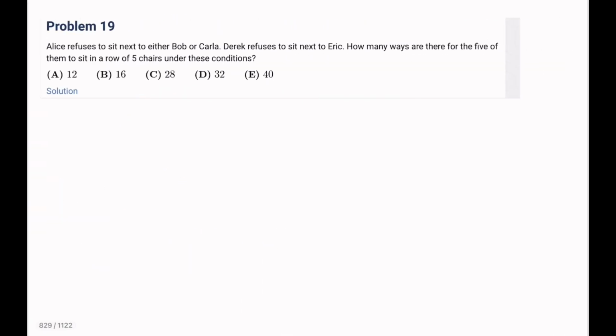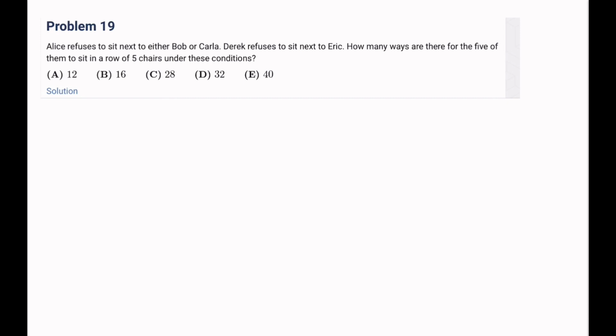Number 19. Alice refuses to sit next to either Bob or Carla. Derek refuses to sit next to Eric. How many ways are there for the 5 of them to sit in a row of 5 chairs under these conditions? Okay, so Alice can't sit next to Bob or Carla, and Derek can't sit next to Eric, right?